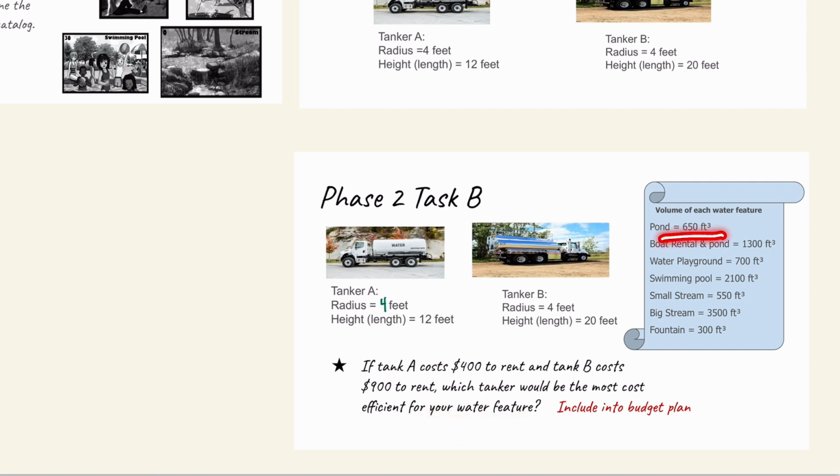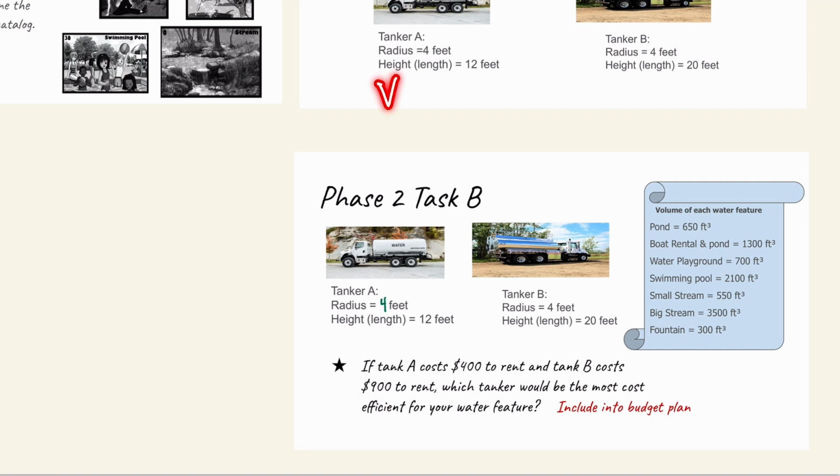So if you chose a pond and a fountain, you would think, okay, what's my total volume for my park? How would you total up that volume? And then when you have that total volume, you're going to think, okay, would it be cheaper for me to rent 2 of these tanker A's or maybe 1 tanker B? Or if someone maybe did like really big volumes, you're going to think, okay, would it be good to have 5 tanker A's and 1 tanker B? So a lot of rationale here I need you to think through with your partner. And then we are actually going to include that into your budget plan.